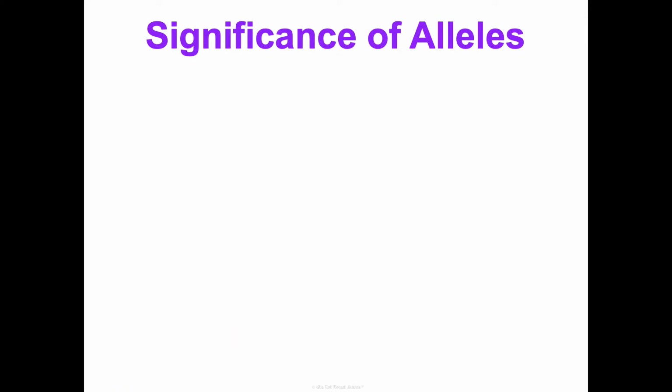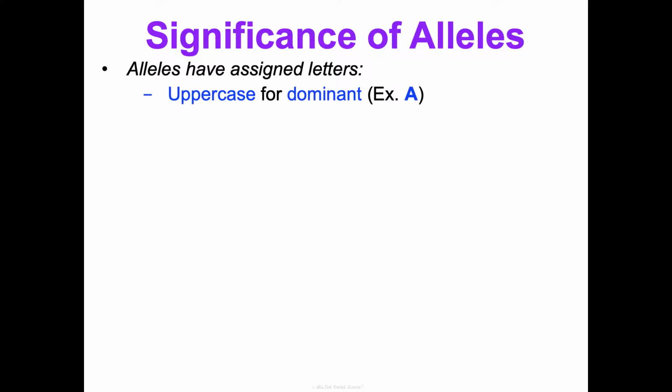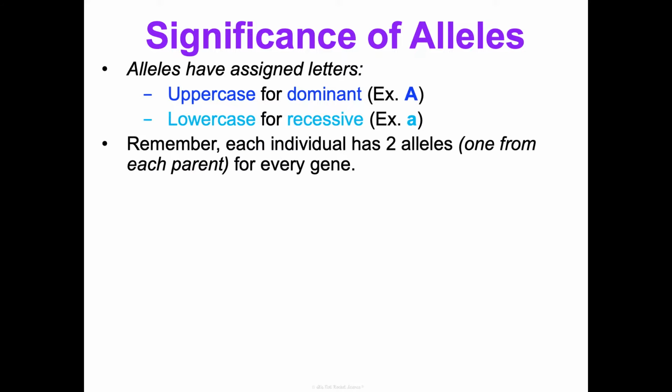So what did he figure out? Okay, well first, let's go back to that word alleles, the different versions of a gene. In order to refer to them, we have to assign letters to them. So we use uppercase letters for dominant, for example a capital A, and we use lowercase for recessive, for example a lowercase a. So let's say we're looking at gene A. If I'm talking about a capital A, that would be the dominant allele. If I'm talking about the lowercase a, it'd be the recessive allele. So what do I mean about dominant and recessive? We will get there, I promise.